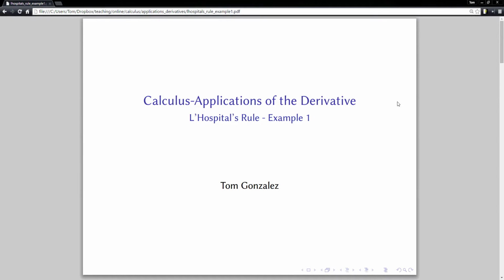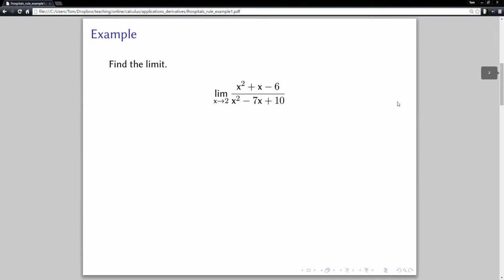In this example, we are going to use L'Hopital's rule to take a limit. All right, so we have the limit as x goes to 2 of x squared plus x minus 6 over x squared minus 7x plus 10. So this is a rational function, right, because it is the division of two polynomials, x squared plus x minus 6 and x squared minus 7x plus 10.